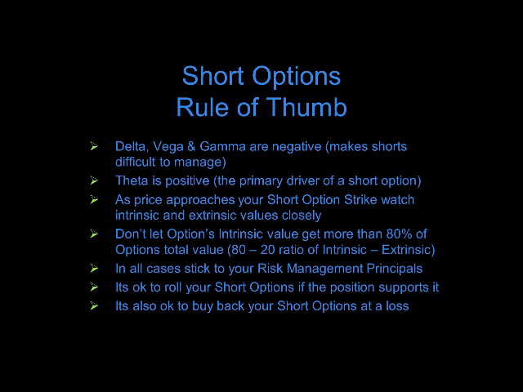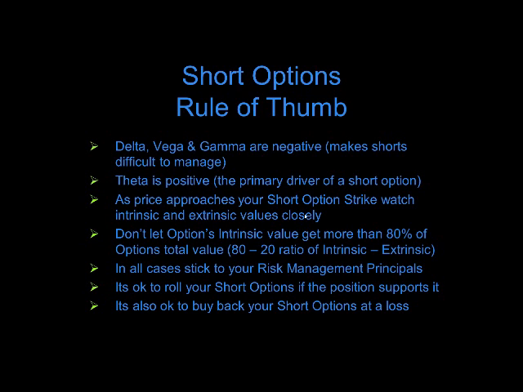Rule of thumb: delta, vega, and gamma are negative. That makes shorts difficult to manage. Well, you remember what we said. If you're short a call or short a put, your gamma and vega are negative, right? And your theta is positive. Your delta is going to be negative unless you're short a put, of course, then it's not. But basically, theta is positive. That's the primary driver of a short option trader.